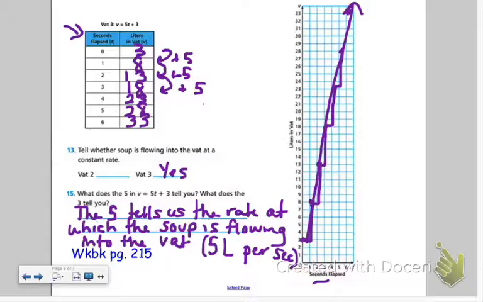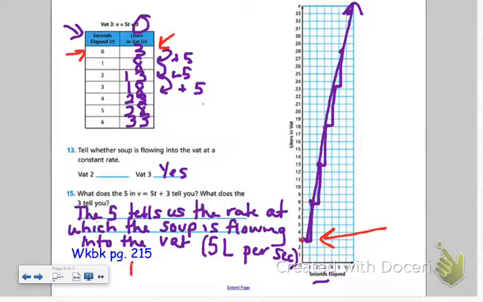How about the 3 though? Notice it's got a 3 in there. We started with 3. Look at the table. Remember how we said, even though 0 seconds has elapsed, somehow we have 3 liters in the vat? And look at your graph. Do you see how it's starting at 0, 3? It starts right here on the y-axis. That is probably telling us that there must have been 3 liters of soup already in the vat before more was being poured in. Maybe it was left over from the day before. I don't know, but there was.